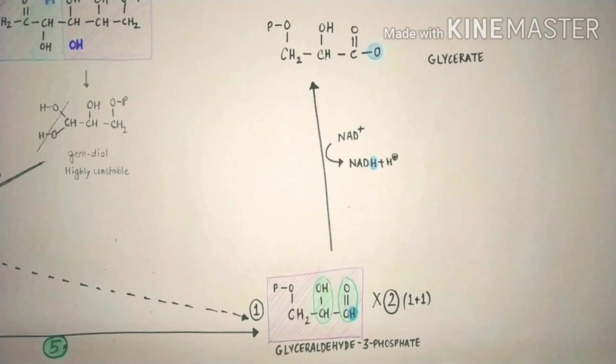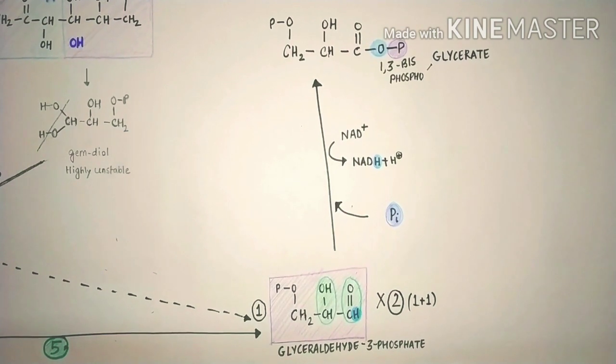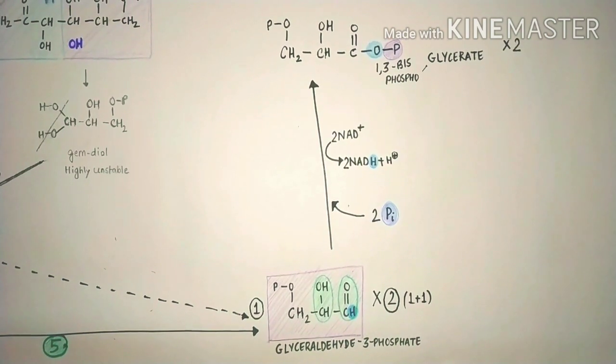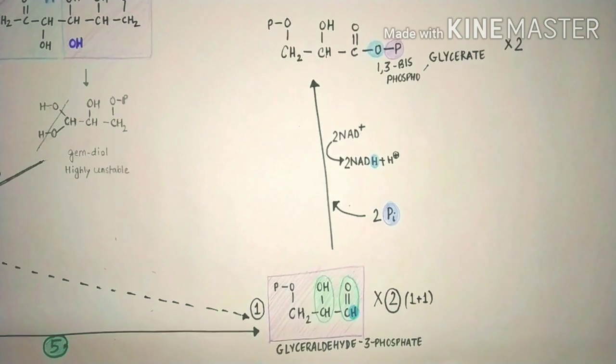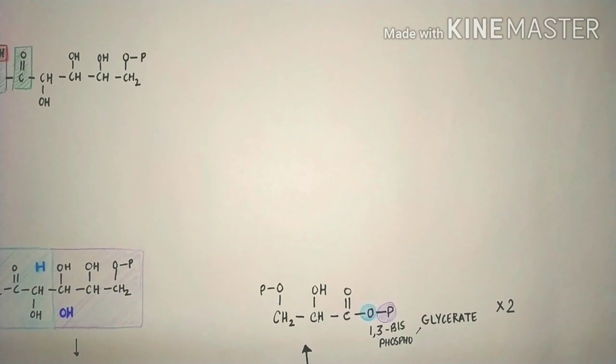But this time it is not caused by ATP. Now the molecule is high enough in energy to accept inorganic phosphate directly, which is generally provided by H3PO4. And by accepting inorganic phosphate, it forms 1,3-bisphosphoglycerate. But all this will happen to both the molecules of glyceraldehyde 3-phosphate. So two molecules of 1,3-bisphosphoglycerate will be formed, two inorganic phosphate will be added, and 2 NAD+ will get reduced to 2 NADH. And this was step 6.